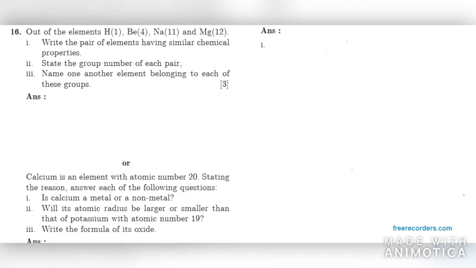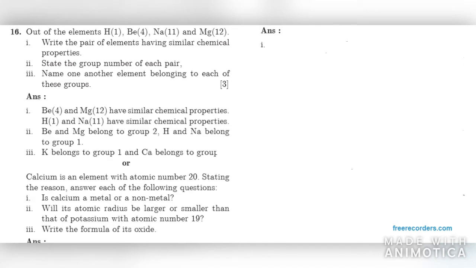Now we have to name another element belonging to each of these groups. For Na and hydrogen, we have potassium, that is K. K belongs to group 1, and for the second one you can write calcium. Calcium belongs to group 2. So you should know some of the group elements from other groups as well to answer such types of questions.